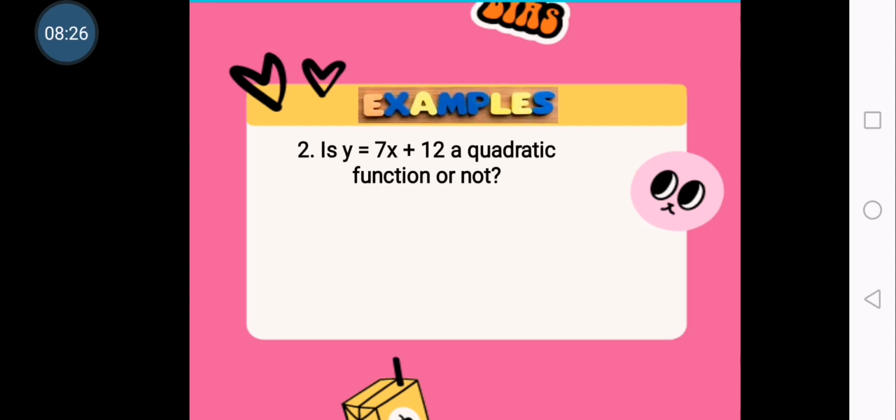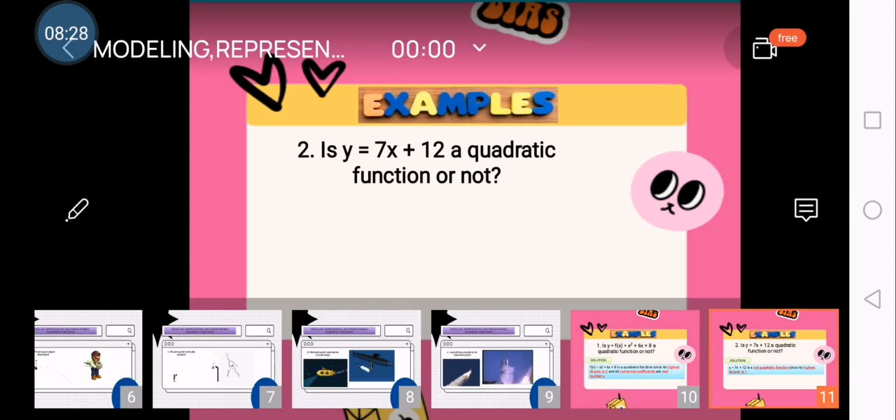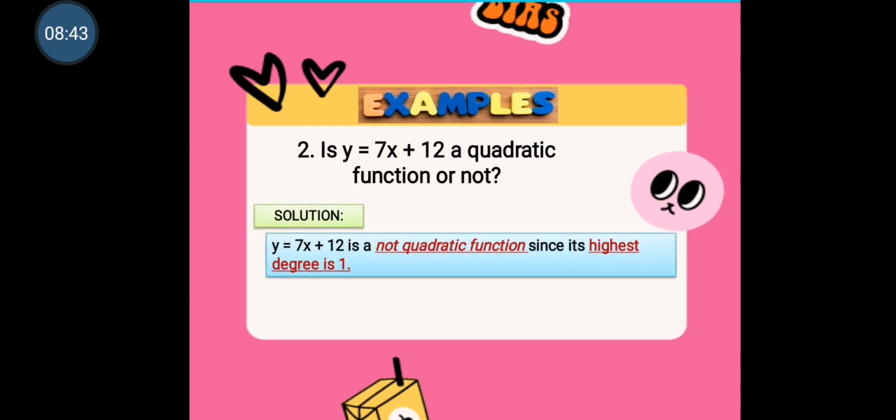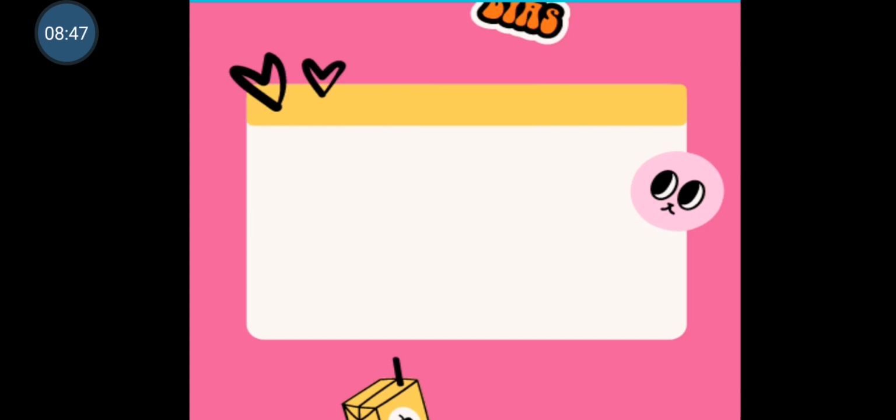Next. Y is equal to 7x plus 12. So, ito naman po ay example ng not quadratic function dahil ang highest degree lang niya ay 1.